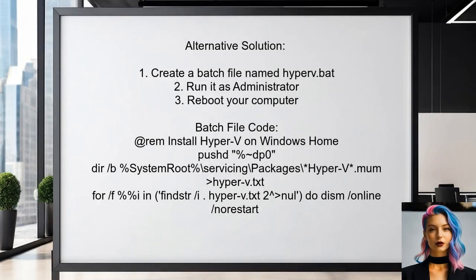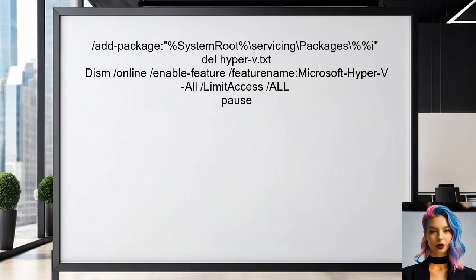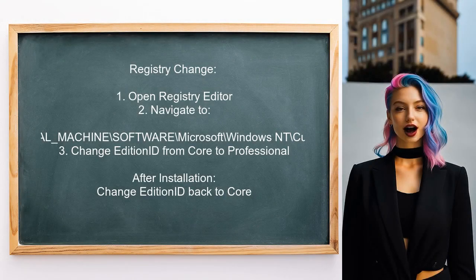An alternative solution for installing Docker on Windows 10 Home Edition involves enabling Hyper-V through the command line. First, create a batch file named hyperv.bat and run it as an administrator. This script installs Hyper-V features. After running the script, reboot your computer. Next, modify the Windows registry to trick the Docker installer into thinking you have Windows Pro. Change the edition ID from Core to Professional. After installing Docker, remember to revert the registry change back to Core.